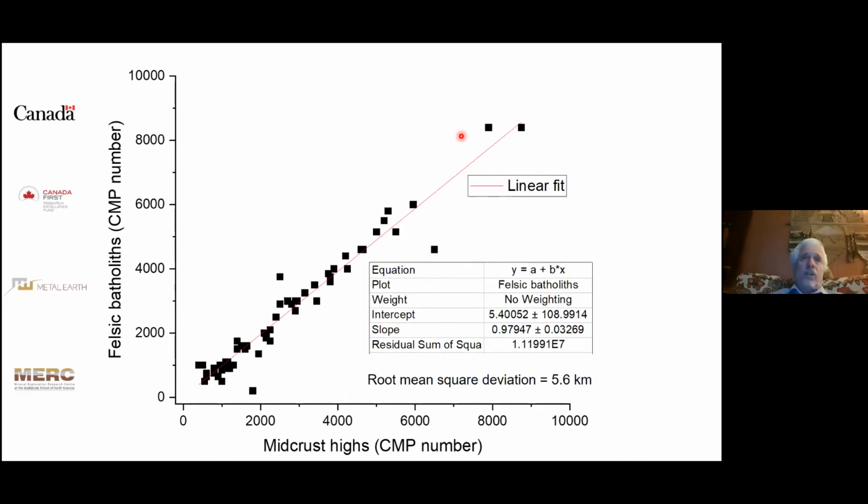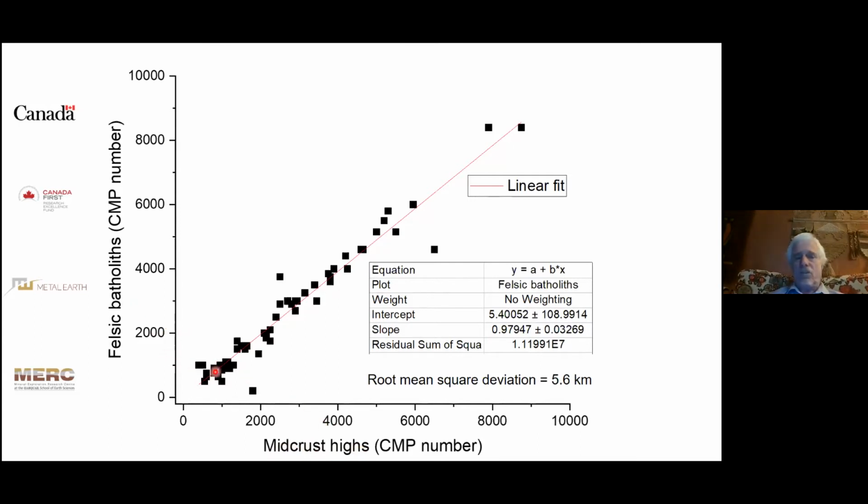So what I've done is I've expanded that process that I just showed you for Chibougamau, and I've done it for all the Metal Earth traverses. So all 13 traverses in the initial campaign. I interpreted the seismic data. I looked for the mid-crust highs and the mid-crust structures, and I looked for the closest associated felsic batholiths and mafic and ultramafics.